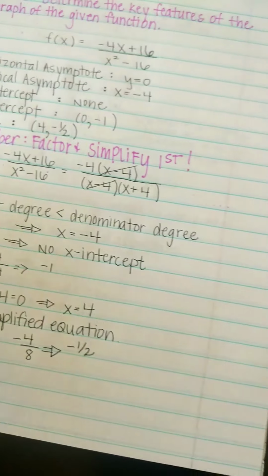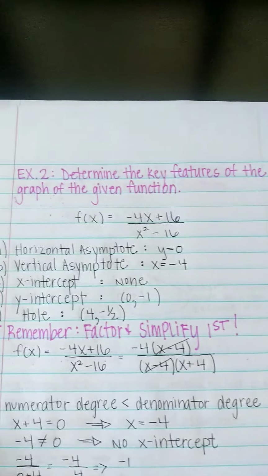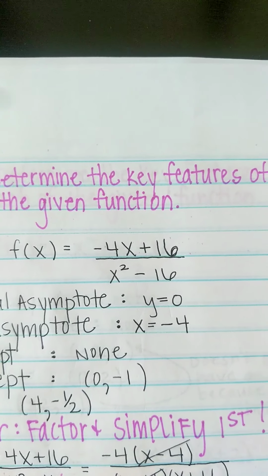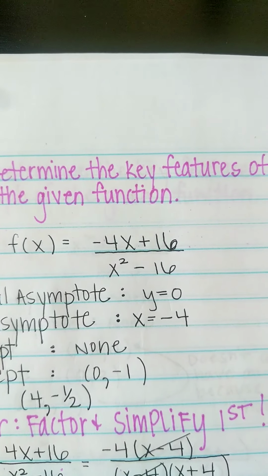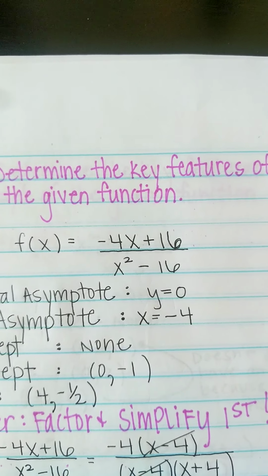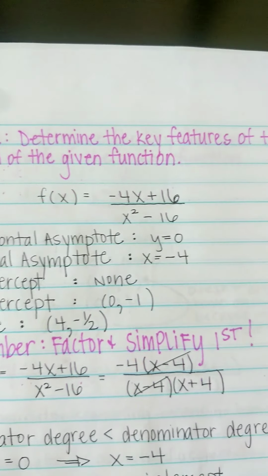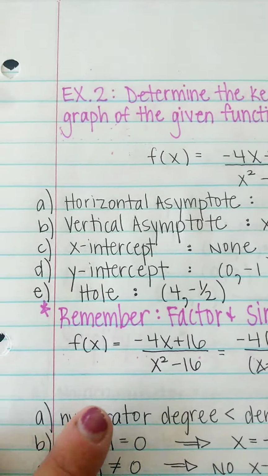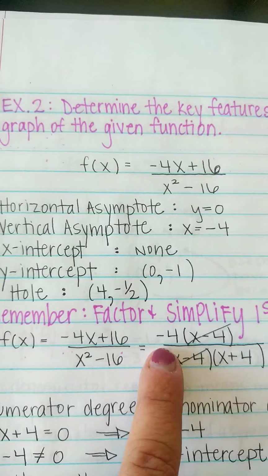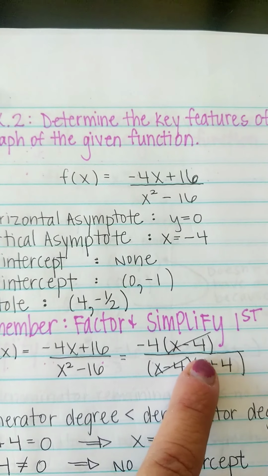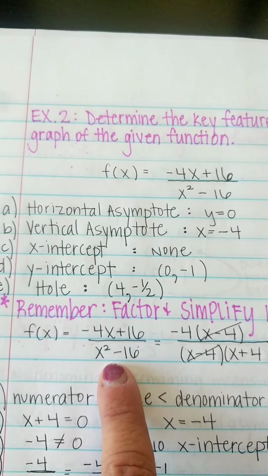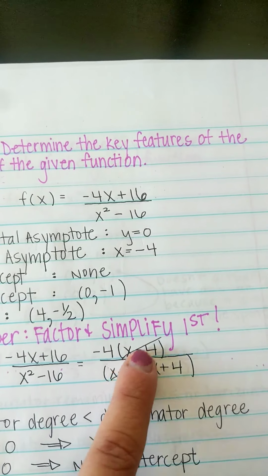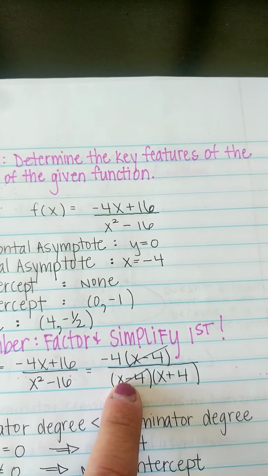Okay? All right, another example. Determining the key features. This time our function is f of x equals the quantity -4x plus 16 over the quantity x squared minus 16. Remember, the first thing we're going to do is factor and simplify. In this case, I can actually do that. So I take my function, I pull out my GCF of -4, and I get x minus 4. Then I factor, it's the difference of squares, so I have x minus 4 times x plus 4, which means these two will cancel, and this time I will have a hole.